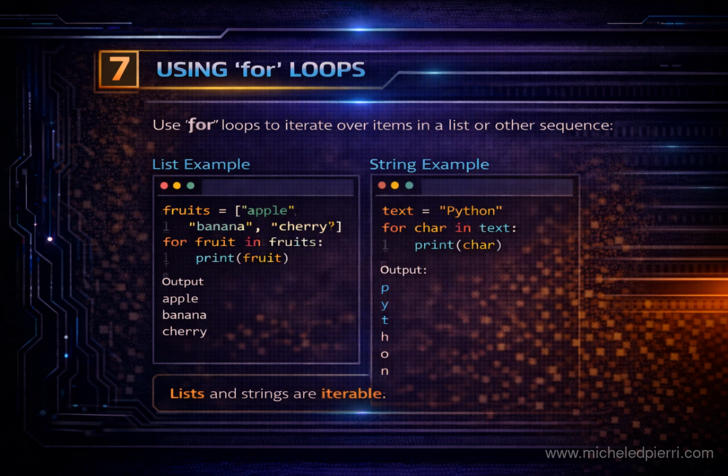The power of the for loop lies in its versatility. We can iterate over lists of complex objects or even analyze every single character within a string. Look how simple it is. In the first example, Python takes each fruit from the list and temporarily assigns it to the variable fruit. The same happens with the string Python, where we print one letter per line.